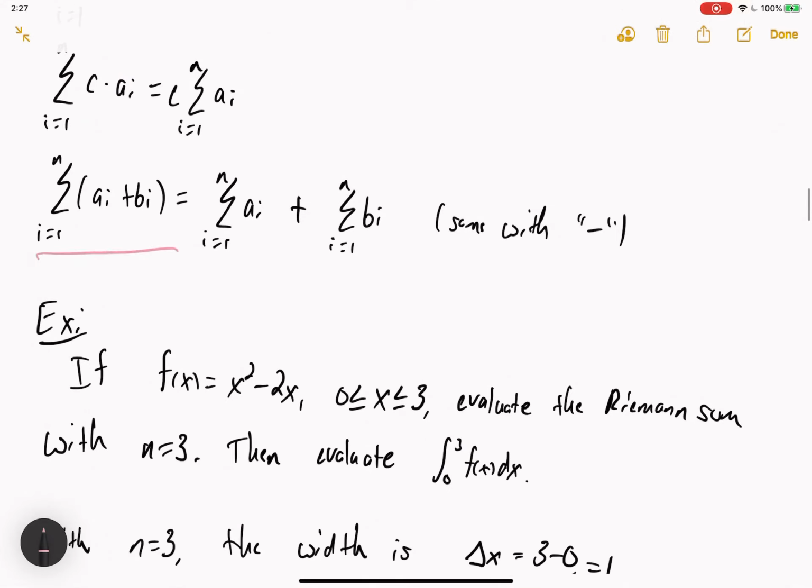And then likewise, we have a_i plus b_i inside the sum. The sum from i equals 1 to n of a_i plus b_i is equal to the sum from i equals 1 to n of a_i plus the sum from i equals 1 to n of b_i. And the same thing with subtraction.